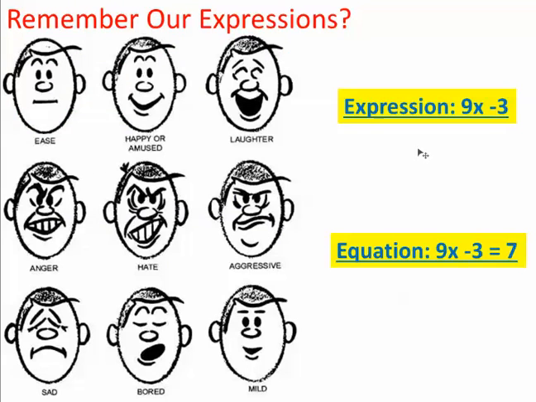So let's get going. Do you remember our expressions? A mathematical expression is when we write numbers and letters or variables together in some sort of mathematical sentence, like 9x minus 3. If we put an equal sign in there, then we have an equation. The only difference between an expression and an equation is that an equation has equal signs and an expression does not.